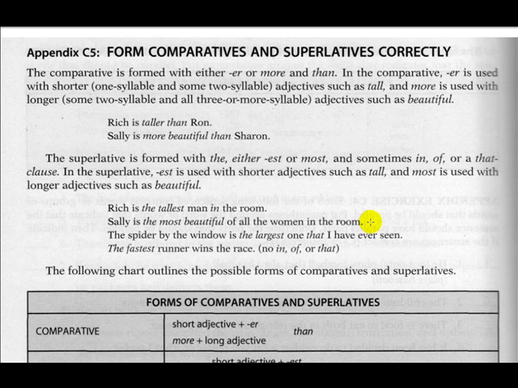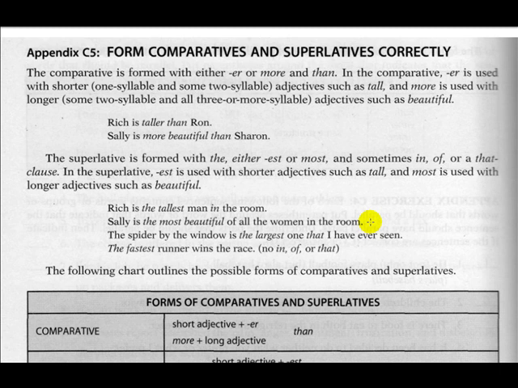Now we come to the spider by the window is the largest one that I have ever seen. And since large is a one-syllable word, we would use est with it, and it is pronounced and said largest. Okay, and then again we have that as part of the superlative situation. Okay, the fastest runner wins the race.